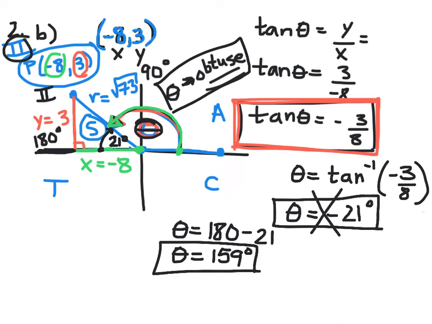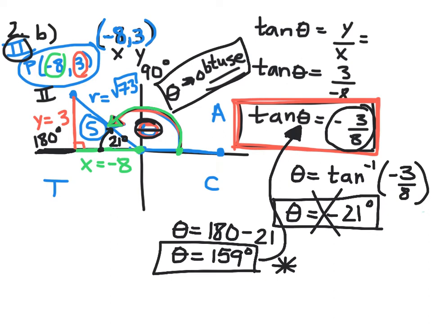How do I know I'm correct? I could plug this back in right here and do tan of 159 degrees, and it should give me negative 3 over 8, or something very close, because we obviously rounded this number.